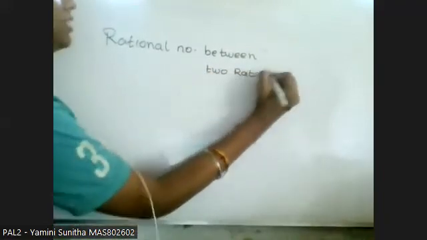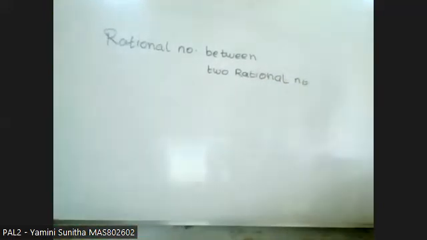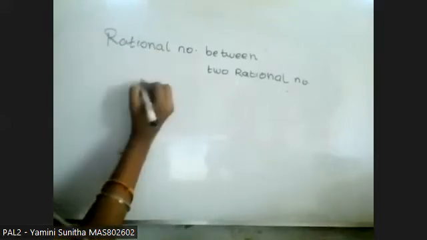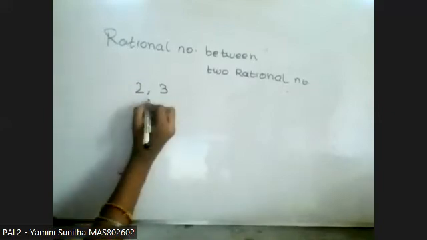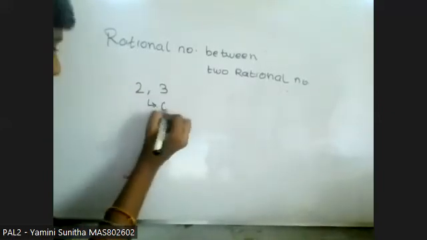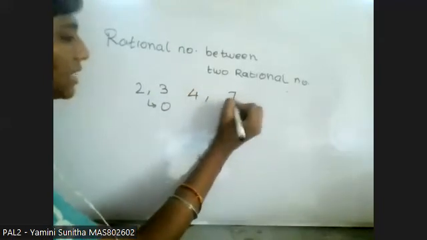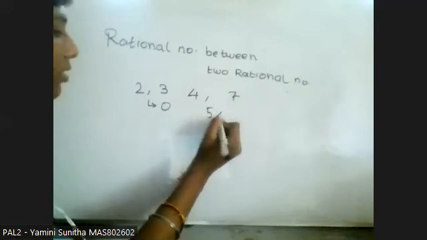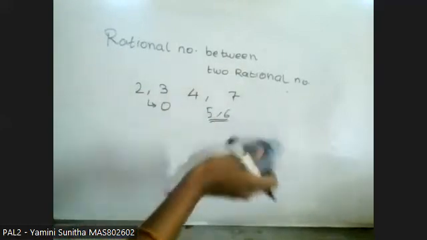First, we should determine how many rational numbers are possible. How many integers are possible between 2 and 3? How many natural numbers are possible? 0. If you take 4 and 7, how many natural numbers are possible? 5 and 6. So whole numbers are possible: 5 and 6.